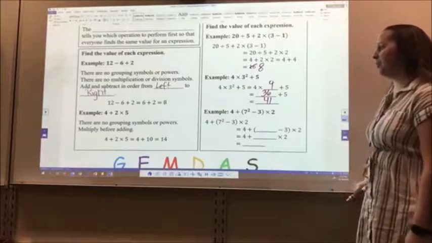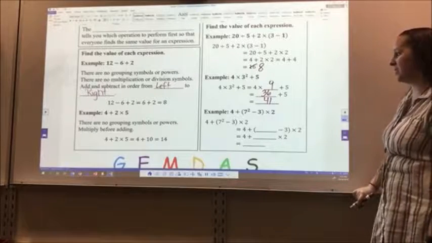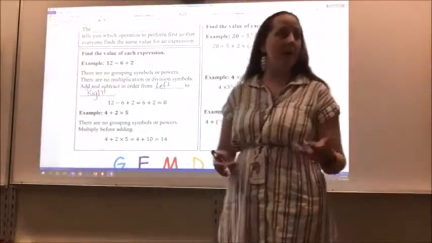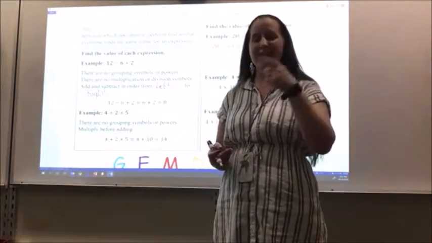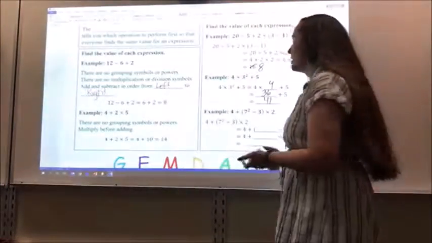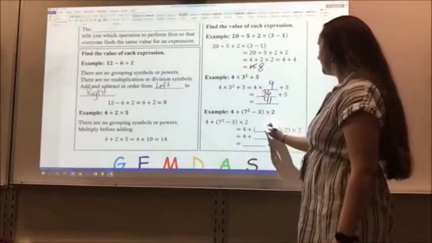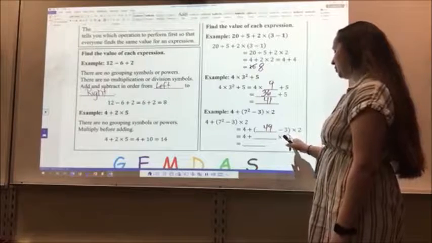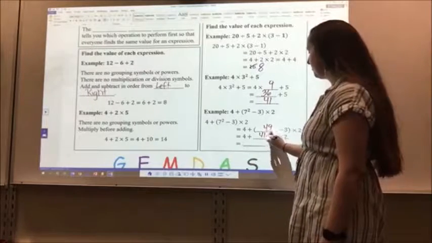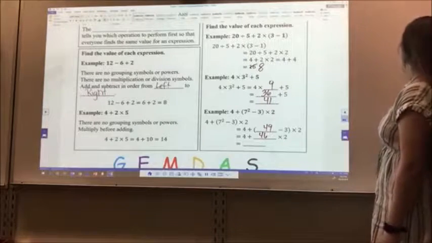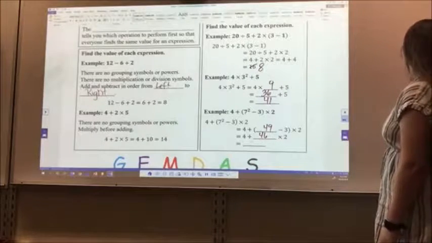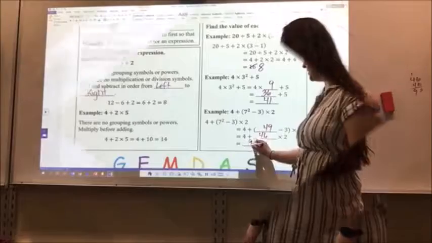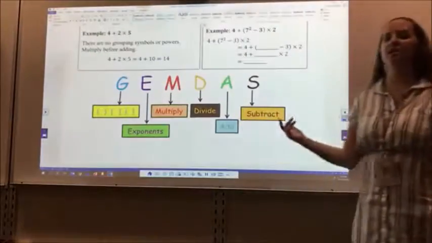My last example, 4 plus the quantity 7 squared minus 3, times 2. So again, I do what's inside the parentheses first. I have 7 squared minus 3, so I do the exponent inside the parentheses first. 7 squared is 49. So I have 4 plus 49 minus 3 times 2. 49 minus 3 is 46. 46 times 2 is 92. Plus 4 is 96.